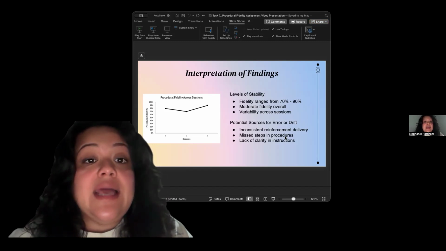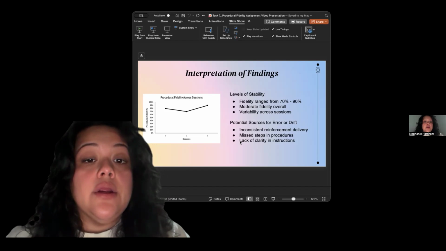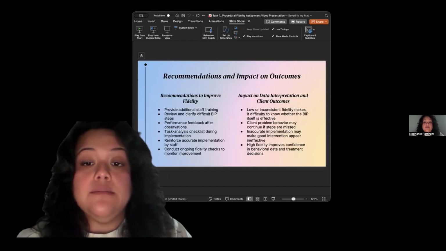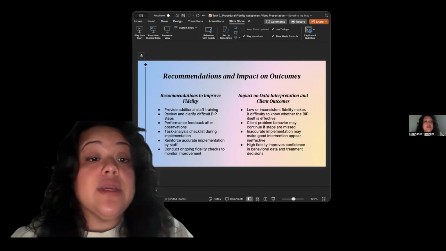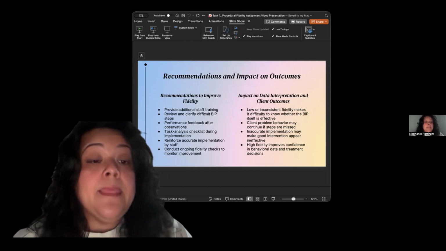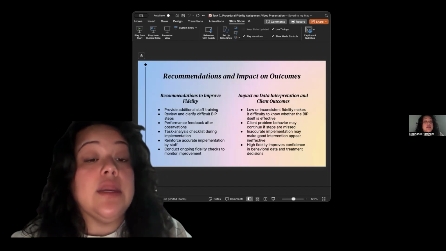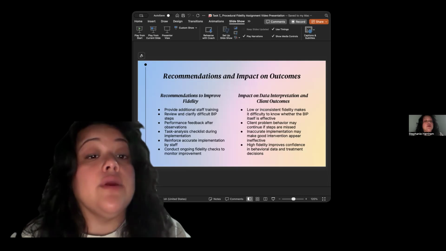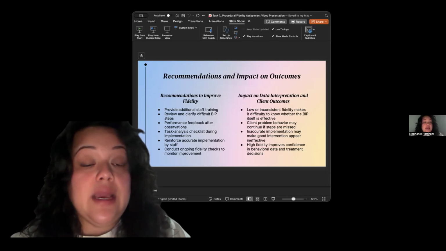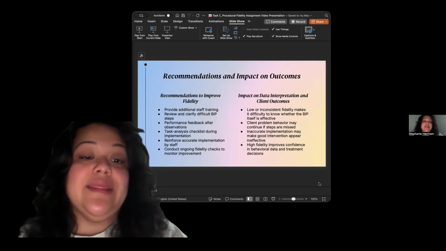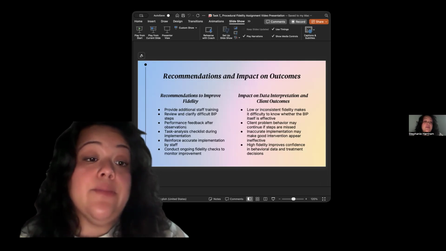And then lastly is our recommendations and impact on outcomes. So there are some recommendations to improve fidelity. We can have additional staff training to really clarify those steps that are unclear, such as the withholding of reinforcement for problem behavior and the correct break procedures in those errors in that table.